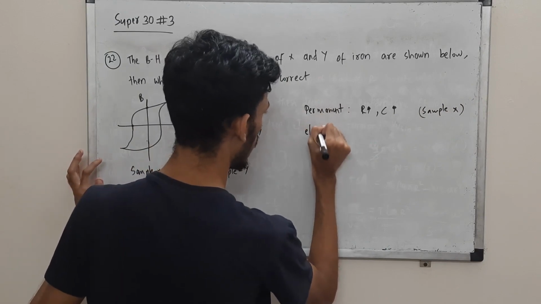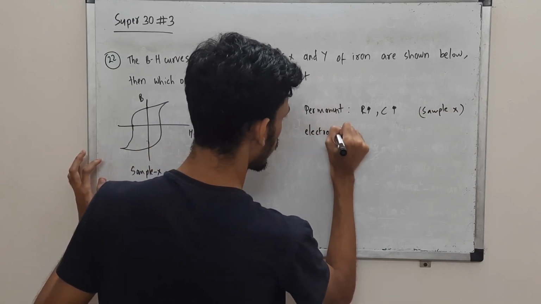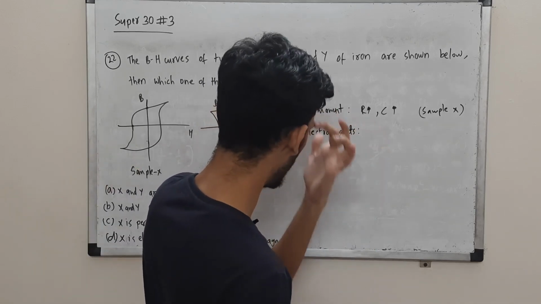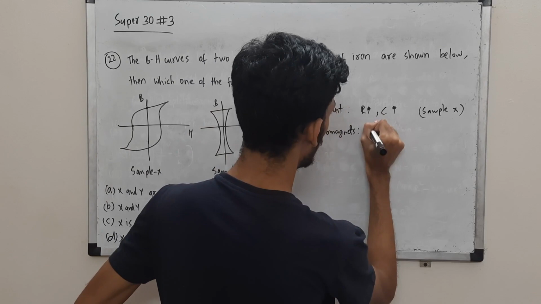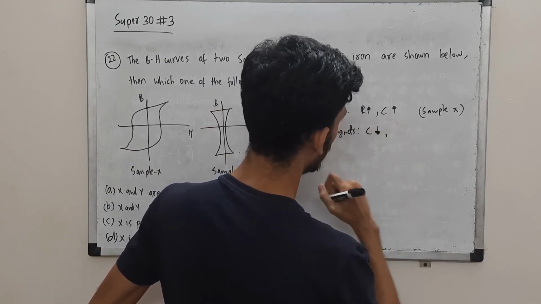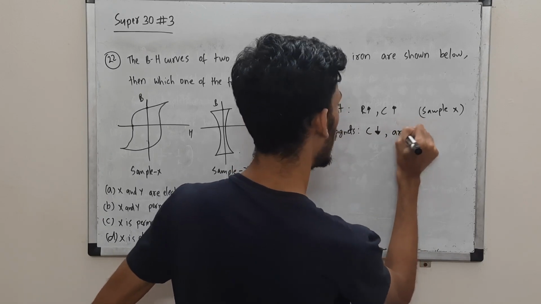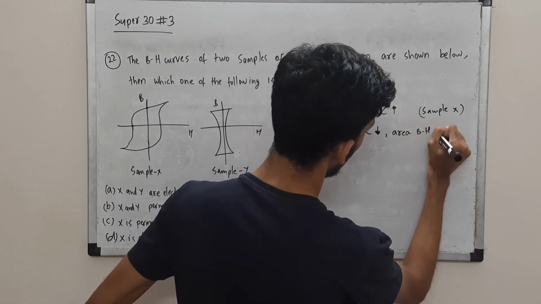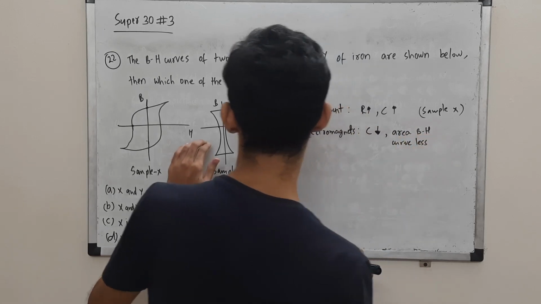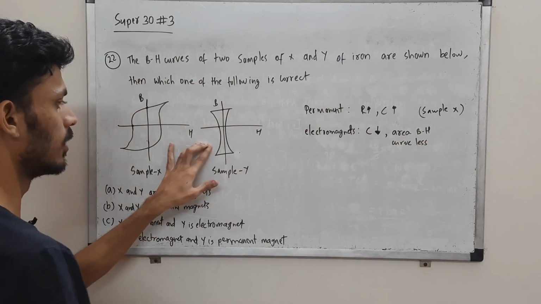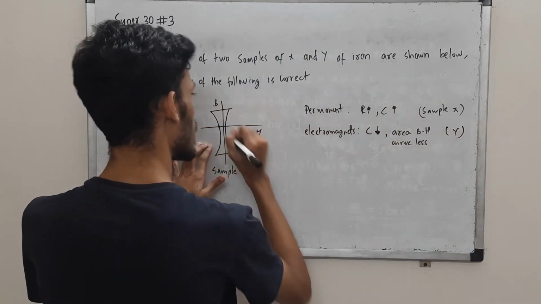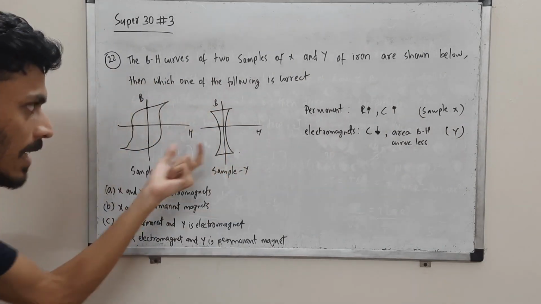Now coming to electromagnets. For that also, retentivity is no issue. Coercivity should be low for electromagnets, and one more important condition is that the area of the BH curve should be less. Okay, and this is satisfied by sample Y, if you see, right? Because coercivity is less in this case and the area of hysteresis is less.